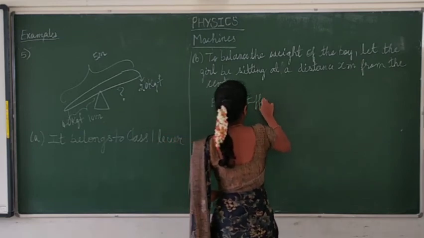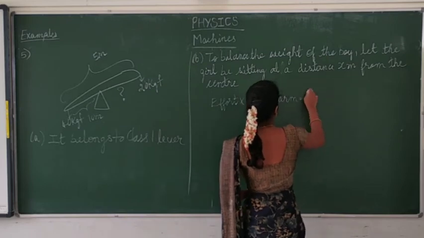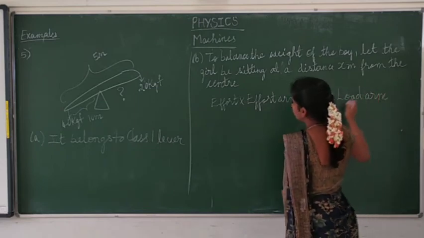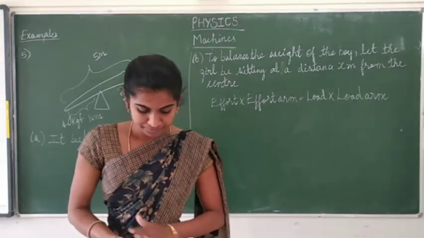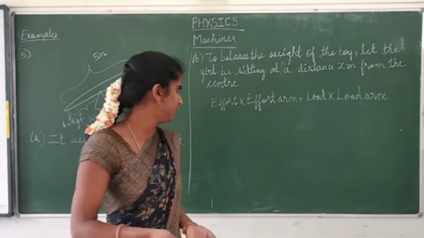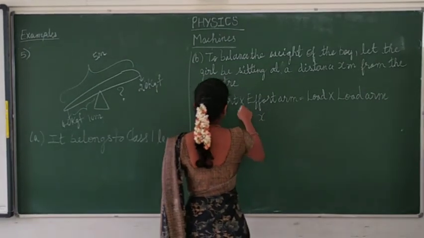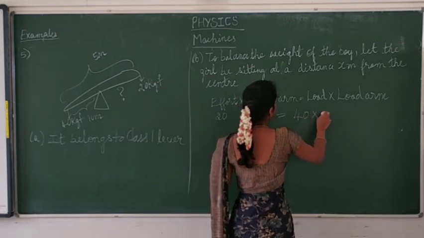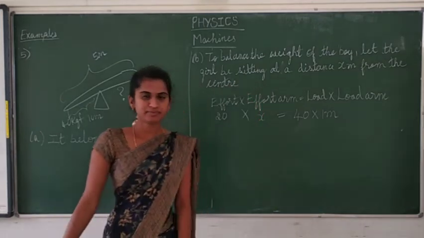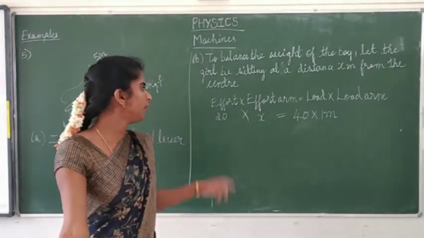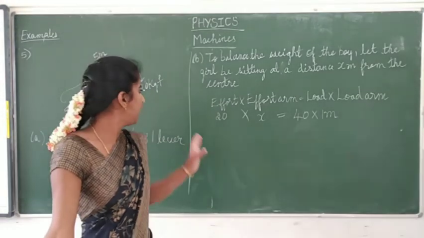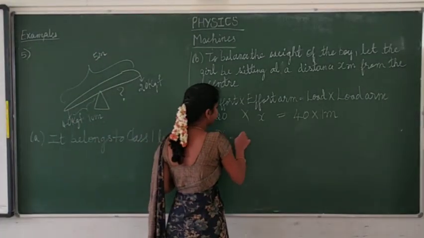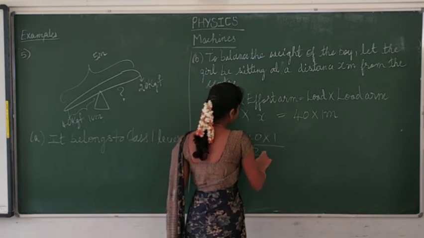Effort into effort arm equals load into load arm. So for the effort arm we write x meter, that is unknown, and effort is 20 kg, and load is 40 kg, and load arm will be 1 meter. So x equals cross multiply, 40 into 1 divided by 20.